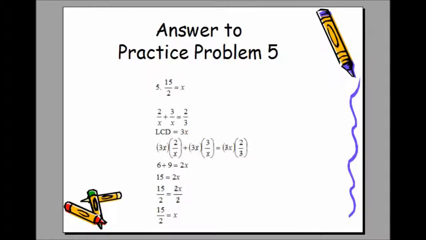Our equation to this point is 6 plus 9 equals 2x. 6 plus 9 equals 15. Dividing both sides by 2 gives us 15 over 2 equals x.